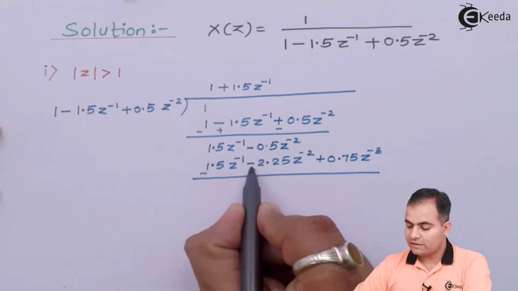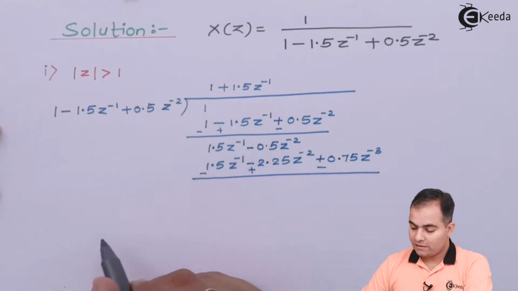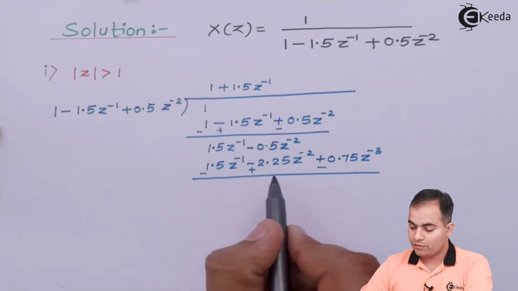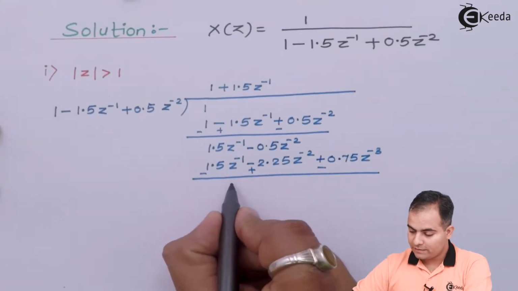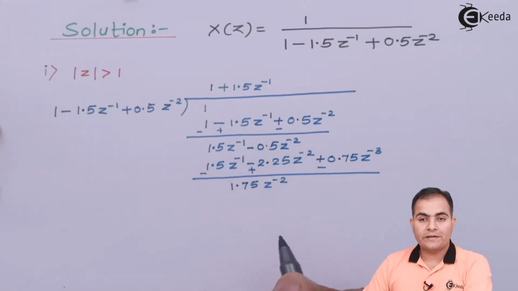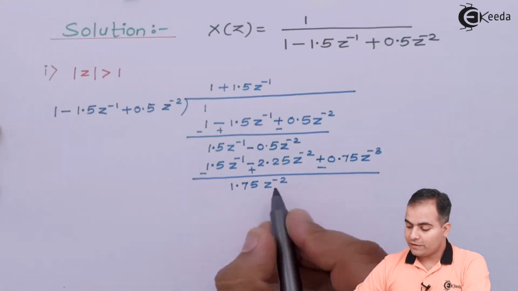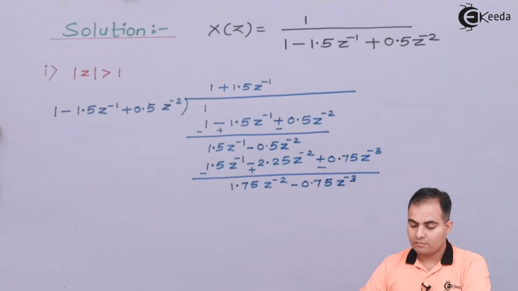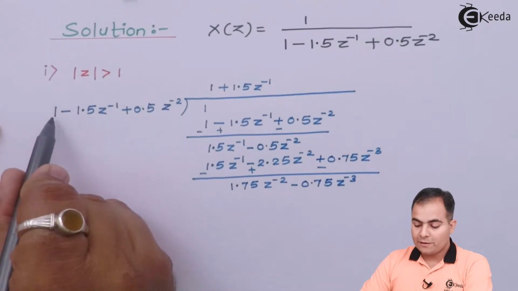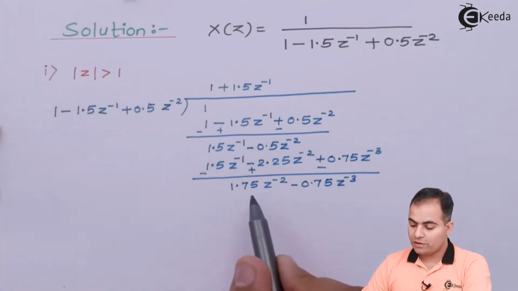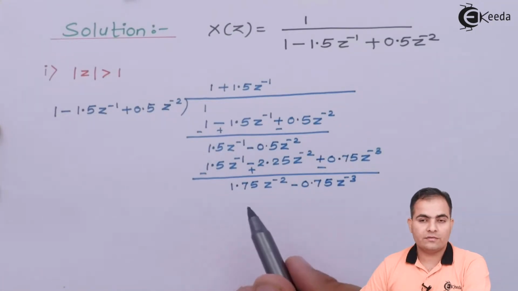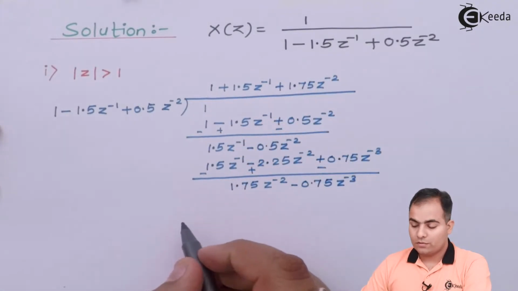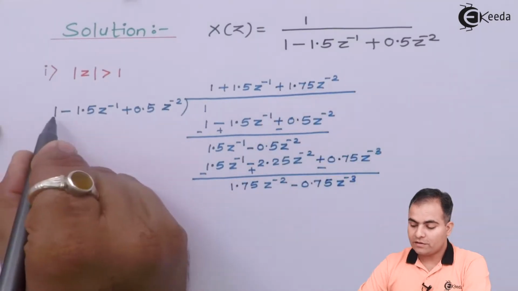Now again we will change this sign so that the first term will get cancelled. So what we will get? Plus 2.25 z to the power minus 2 minus 0.5 z to the power minus 2. What we will get? Answer is 1.75 z to the power minus 2, and minus 0.75 will remain as it is. Now next, I am going to multiply this one with 1.75 z to the power minus 2 so that you will get the same result, and these two terms will get cancelled. So what we will get? Just multiply this part with this whole equation.